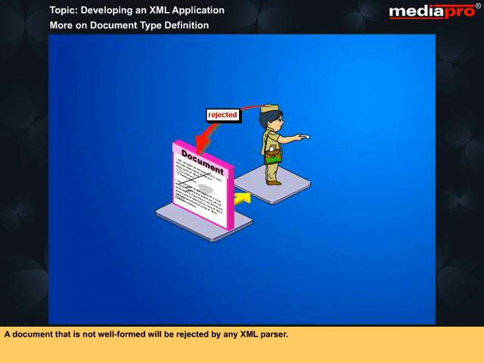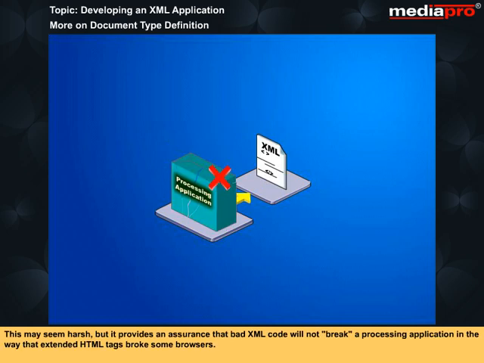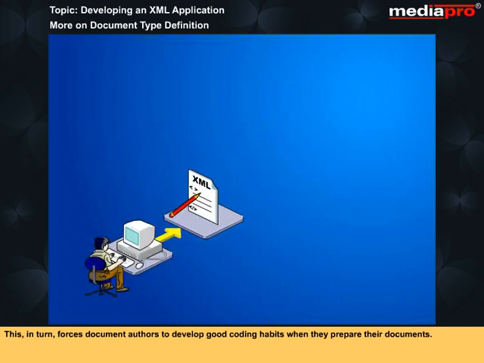A document that is not well-formed will be rejected by any XML parser. This may seem harsh, but it provides an assurance that bad XML code will not break a processing application in the way that extended HTML tags broke some browsers. This, in turn, forces document authors to develop good coding habits when they prepare their documents.